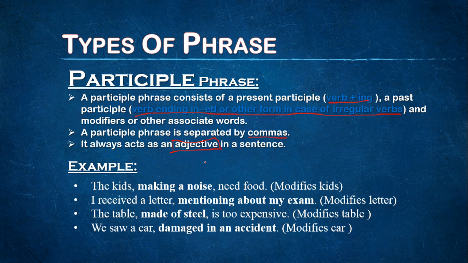For example, the kids making noise need food. I received a letter mentioning my exam. The table made of steel is too expensive. We saw a car damaged in an accident. So here, making noise, mentioning my exam, made of steel, damaged in an accident, all of these are known as participle phrases.